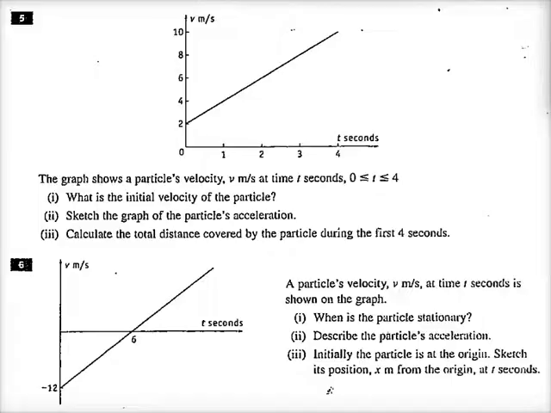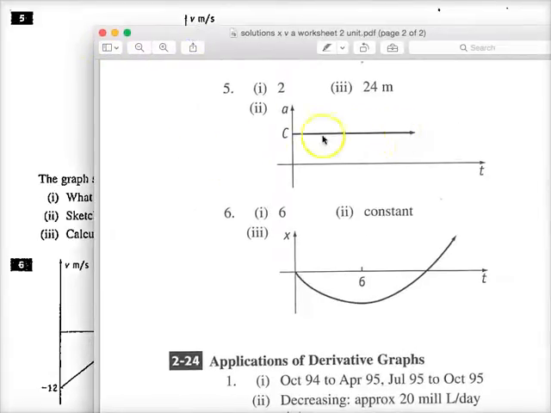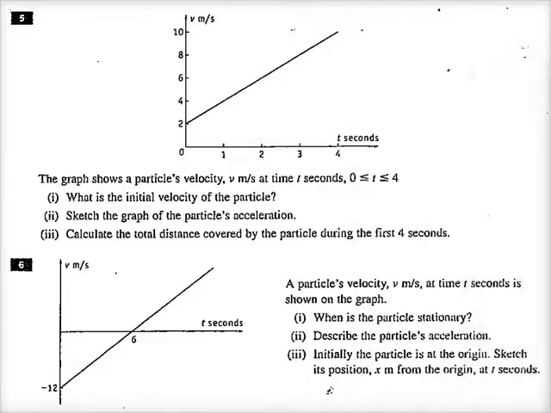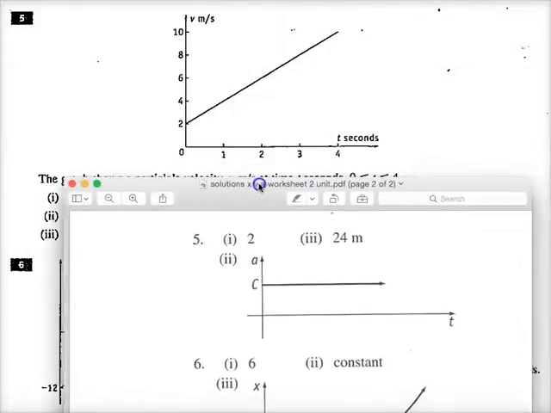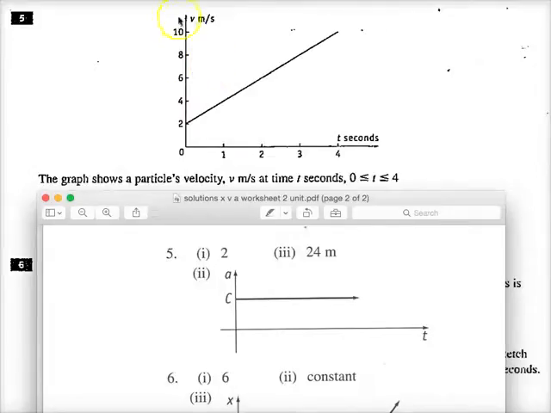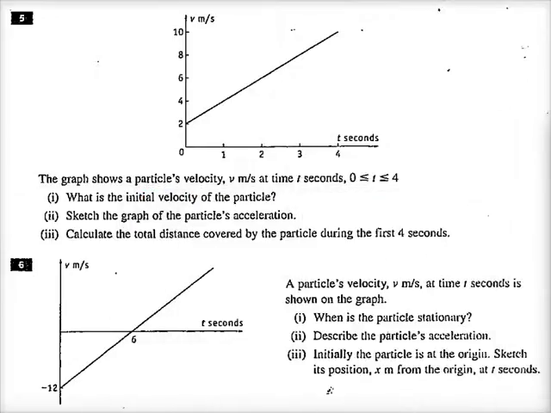So the acceleration graph should look like this, but I believe that this should be a 2, because you can actually work out that acceleration is the gradient of that velocity curve, and the gradient of that curve is 8/4, which is 2 meters per second per second. So this should be a 2, and it is constant. Notice the gradient is the same all the way along.